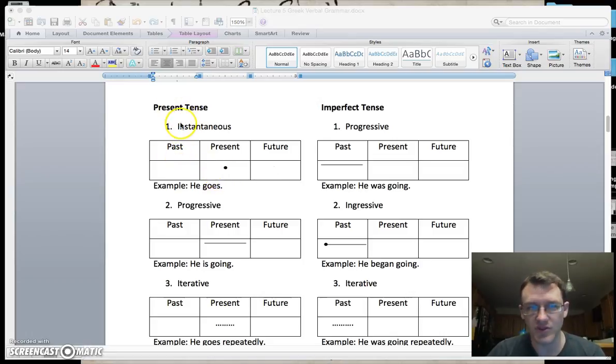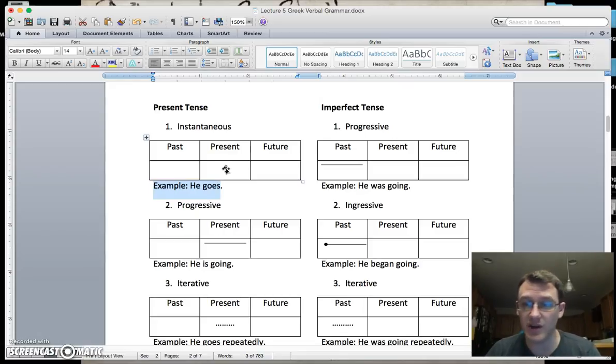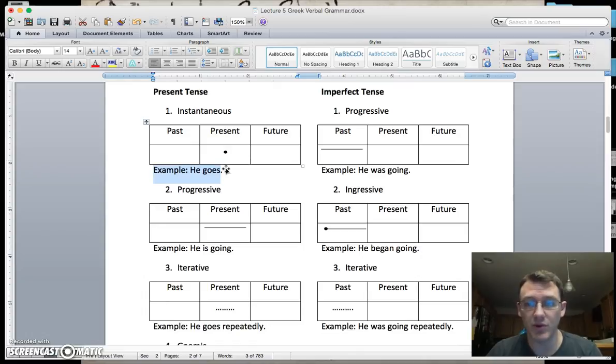In your first option for the present tense, we have what is called the instantaneous present. In this, the author is simply trying to communicate that there is something happening in the present, and it is instantaneous and has no continuation implied. The example is simply "he goes." I represent that by putting a dot in the present portion of that little chart. If you come across a present tense where you think that's the case, then the best way to translate it is with the simple present of English.